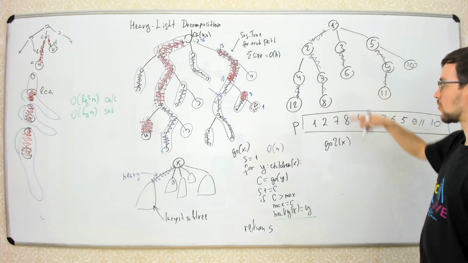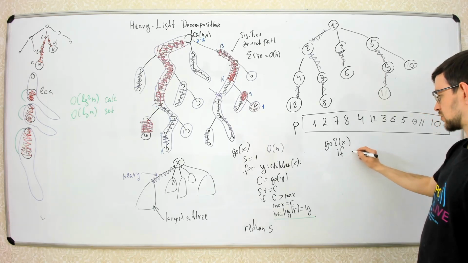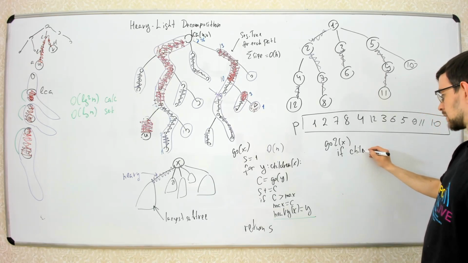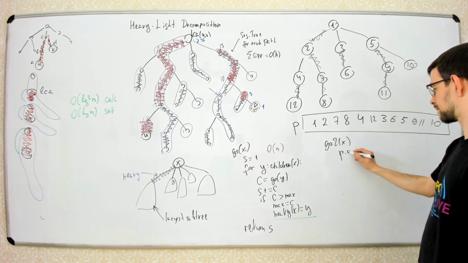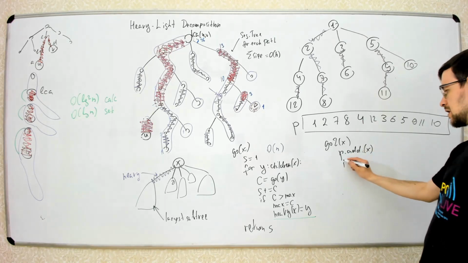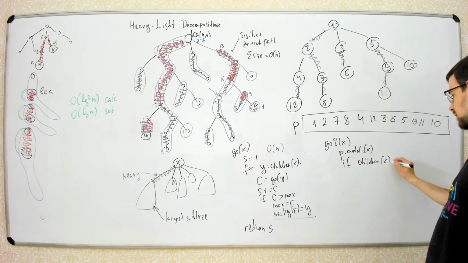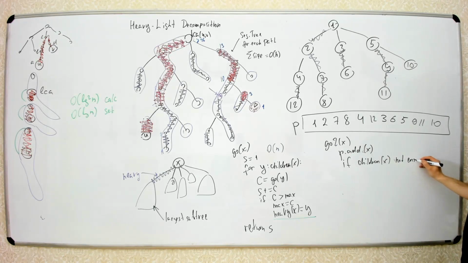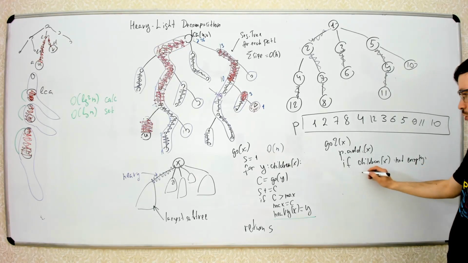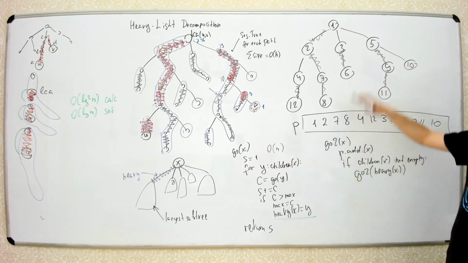You first iterate over the heavy subtree. So first you put your node in P. Then, if the children list is not empty, you first recursively iterate into your heavy subtree, and then iterate over all the other subtrees.